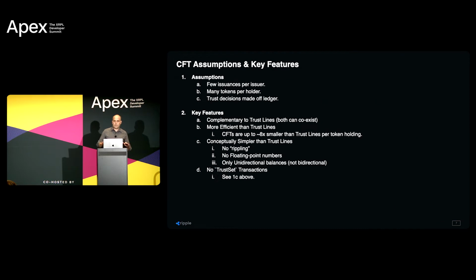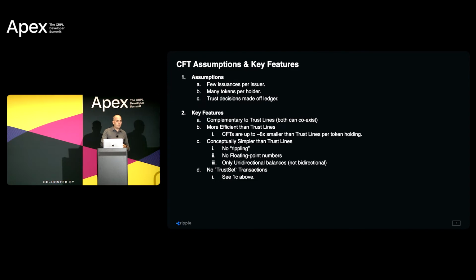To set the stage, here are some assumptions that my co-author, Nick Bougalis, and I had when we proposed CFTs. One, we assume few issuances per issuer. Especially when you think about token issuers, a lot of these are regulated entities. So if you think of a central bank or commercial bank, they're not issuing hundreds and hundreds of tokens. They're issuing a few or one.